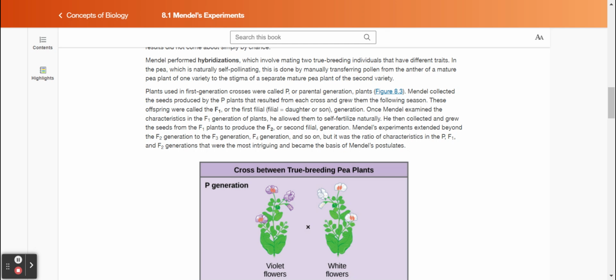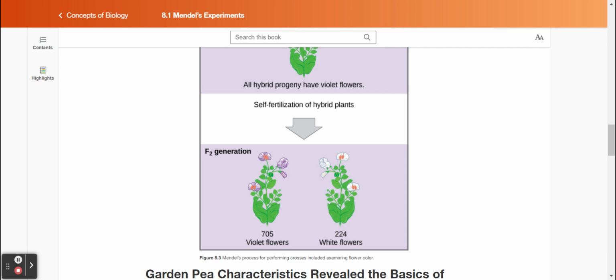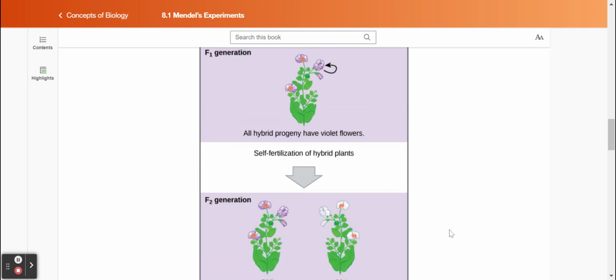Mendel's experiments extended beyond the F2 generation to the F3 generation, F4 generation, and so on, but it was the ratio of characteristics in the P, F1, and F2 generations that were the most intriguing and became the basis of Mendel's postulates. Figure 8.3. Mendel's process for performing crosses included in examining flower color.